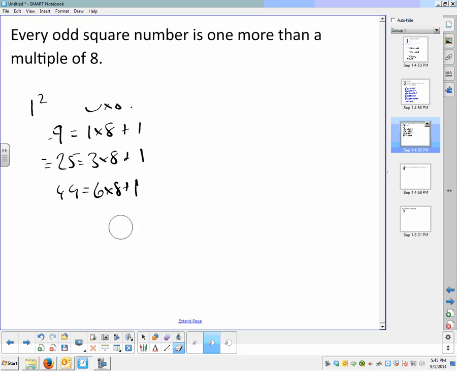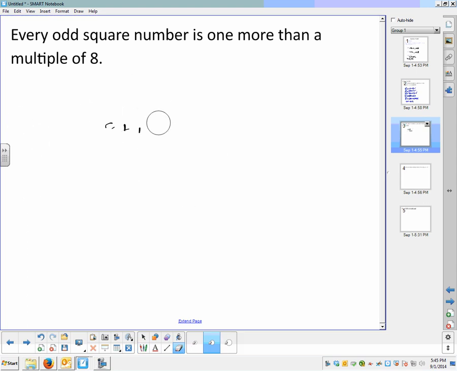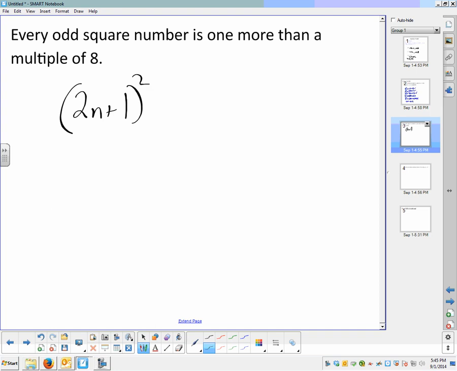Well, here's what I'm going to do. First, I'm going to start with an odd number. So my odd number, 2n plus 1, and I'm going to square it. And then I'm going to take 1 away. So this number, I want to prove that this number is a multiple of 8.